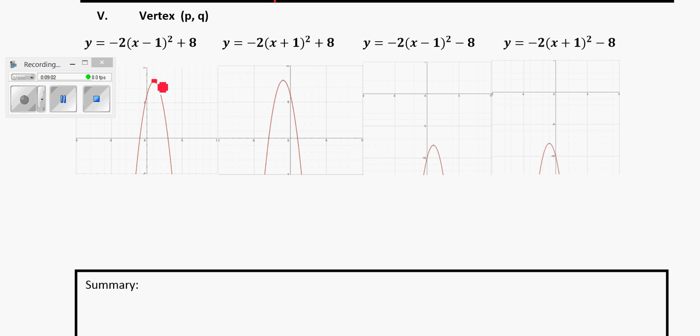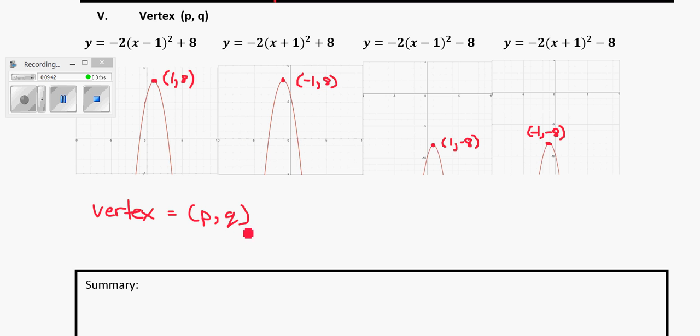So this here is the vertex, and it has coordinates of 1, positive 8. This vertex has coordinates of negative 1, positive 8. This one is 1, comma, negative 8. And this one is negative 1, negative 8. All right. So the vertex is equal to p and q.